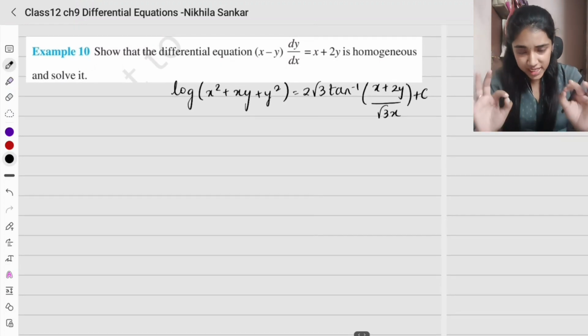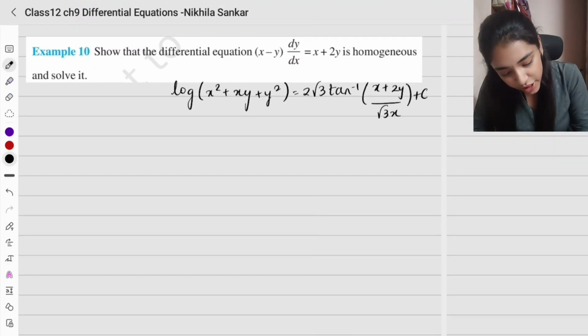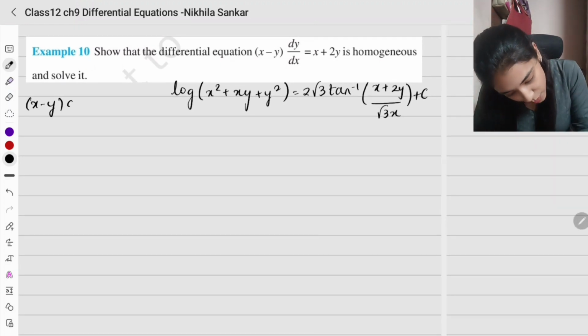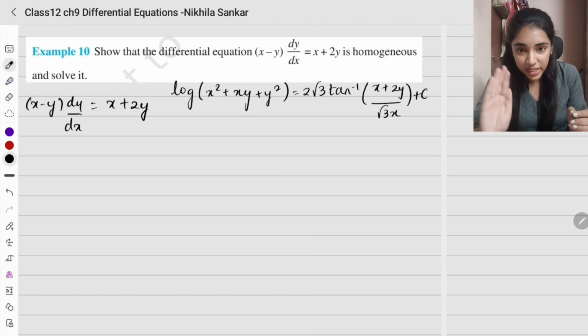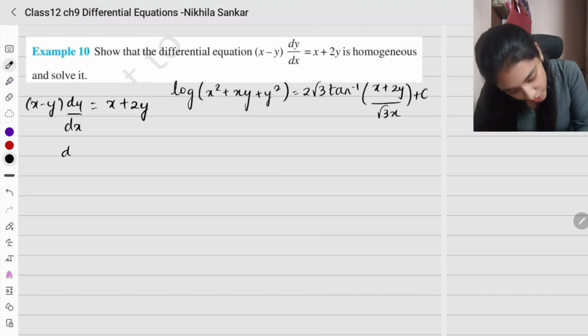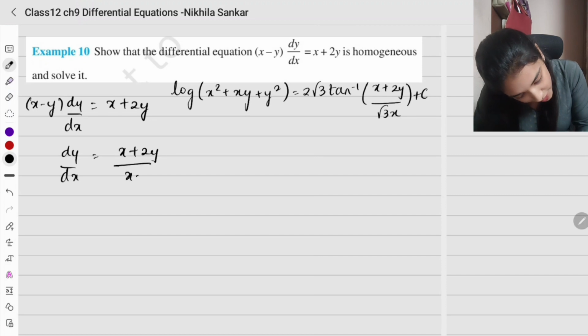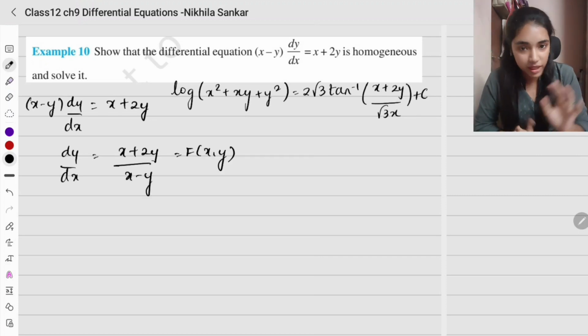So first, they are asking whether it is homogeneous or not. So what is our function? First of all, x minus y dy by dx equals x plus 2y. I'm going to keep dy by dx on one side and take everything else to the other side. So I'm going to have dy by dx equals x plus 2y divided by x minus y, and this is going to be my function f of x, y. I'm going to name it this way.